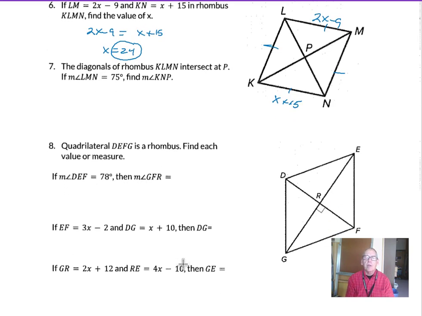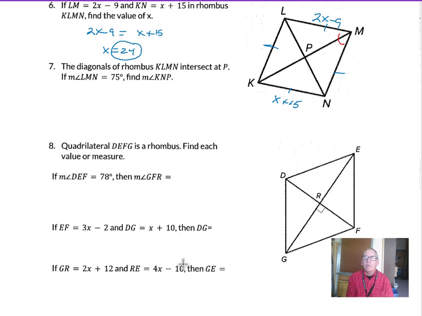Again, with this same diagram, excuse me, the diagonals intersect at P. If angle LMN, L to M to N, this angle here, is 75 degrees, we mark that.